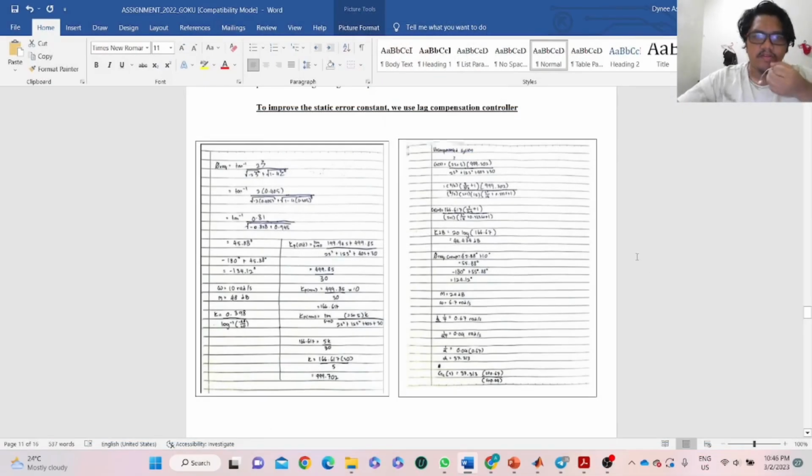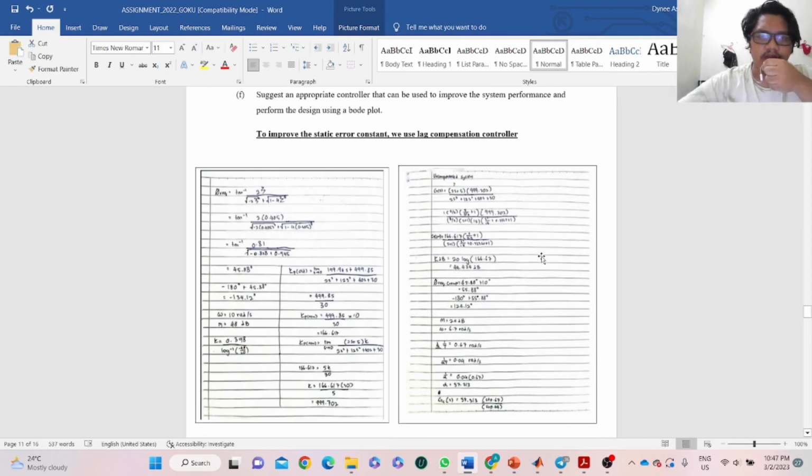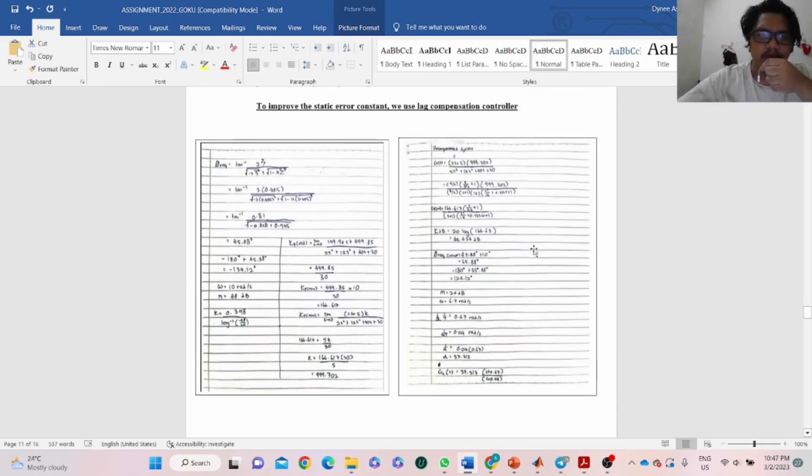Okay, my name is Ahmadin Ashrafi Ahmadizi. For my part, I will explain how to suggest a proper controller by using Bode plot. To improve the steady state constant, we use the lag compensator controller so that the steady state error can be decreased and the stability of the system increased.